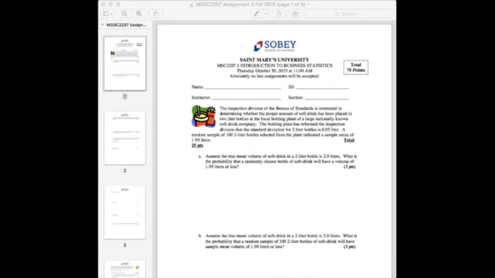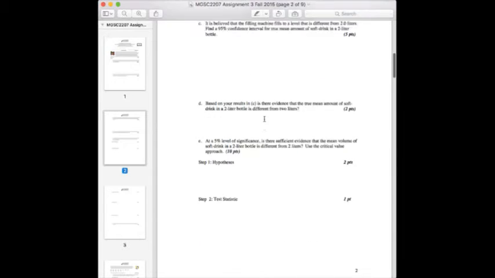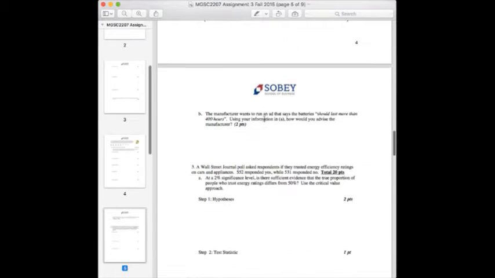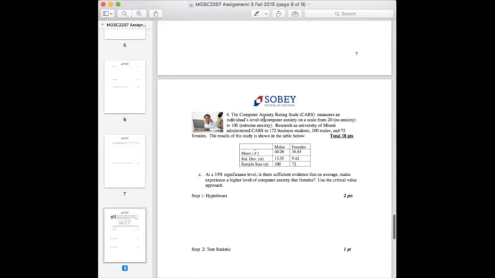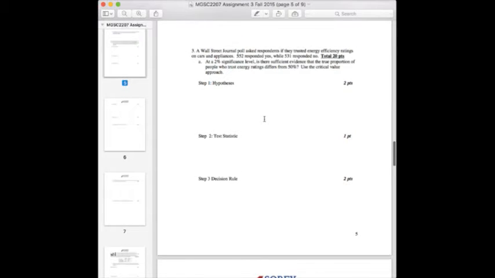Okay, so I have a number of questions coming at me. Let me try to answer them. So Hannah asked the first question about how do we test hypothesis where we have two surveys. So let me just see what question 3 is about. Where's question 3? Okay, so we have question 3. A Wall Street Journal poll asked respondents if they trusted energy efficiency ratings on cars and appliances. So 552 people responded yes, while 531 responded no. Okay?